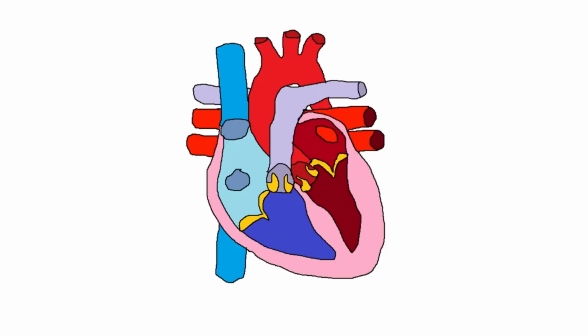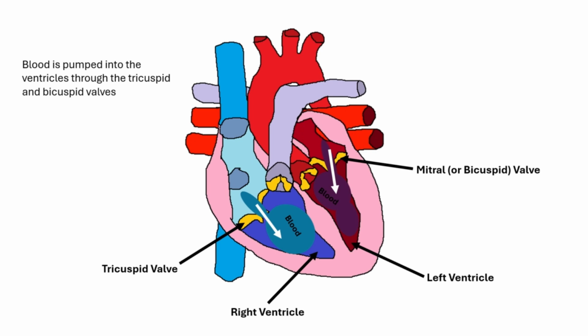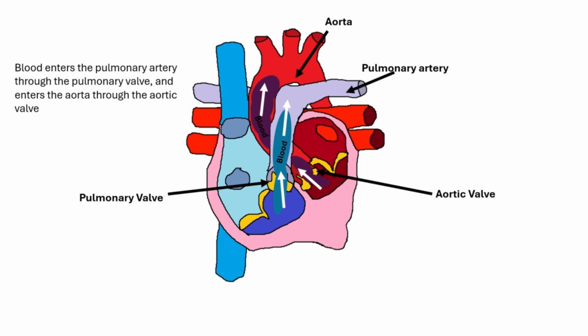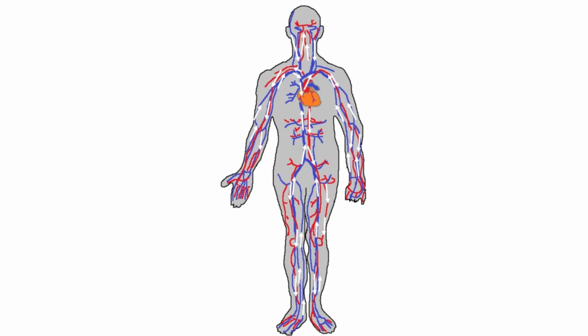Let's go through a more simplified version of how the heart pumps. So deoxygenated blood flows into the right side of the heart through the vena cava, while oxygenated blood flows into the left side of the heart from the pulmonary veins. The blood fills the right and left atriums, where it gets pumped through the tricuspid and bicuspid valves into the right and left ventricles. Then the tricuspid and bicuspid valves close, and the ventricles contract, causing blood to get pumped through the pulmonary and aortic valves into the pulmonary artery and aorta. Then the process repeats. And this is how the blood circulates around the entire body.